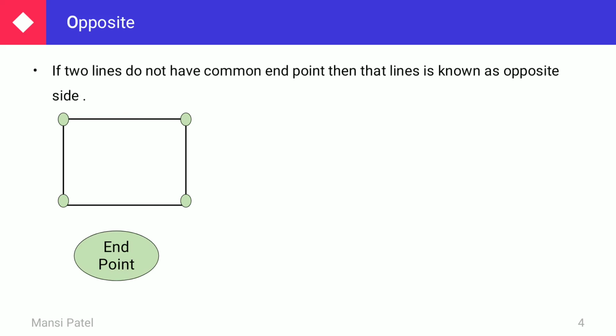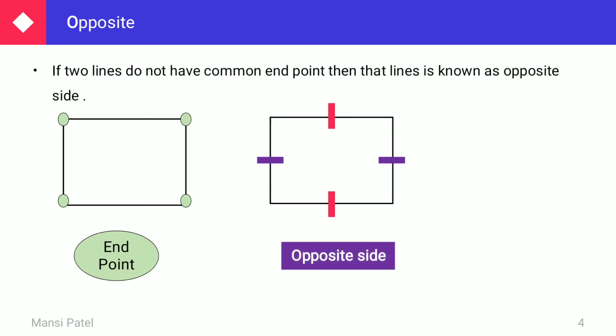You can see here first, second, third and fourth. These are the four endpoints. And see here, this is the opposite side. So these first two are the opposite sides, and these other two are the opposite sides.